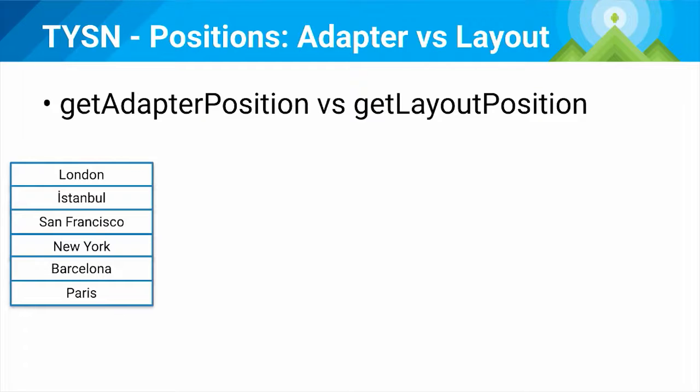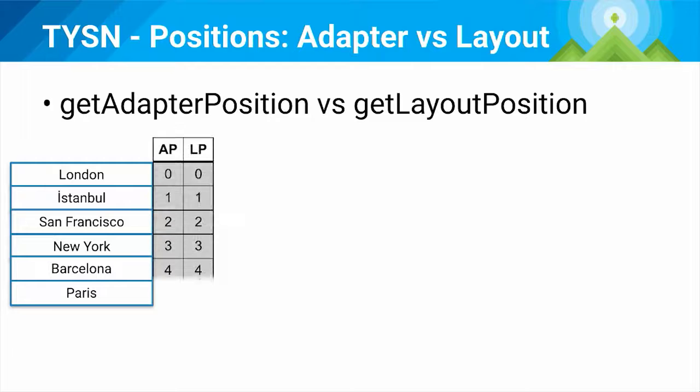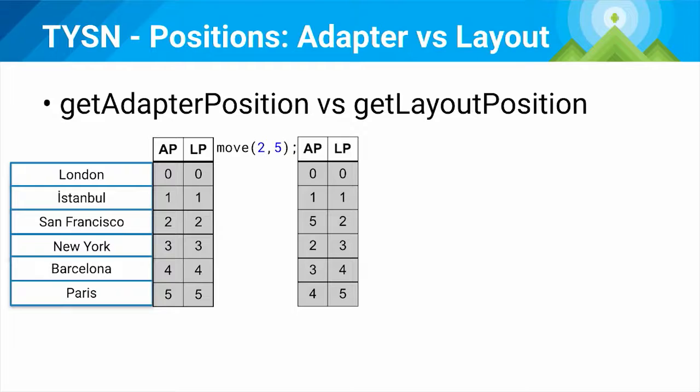So this is another confusion in RecyclerView: what does an adapter position mean versus a layout position? Why can't there be only one position? We did it, it was wrong. So let's see this example where we have a bunch of items. The AP stands for adapter position, LP for layout position. They're all the same, it matches. Then the adapter says I moved the item at position 2 to position 5. So now if you look at it, the items' adapter positions don't match their layout positions.